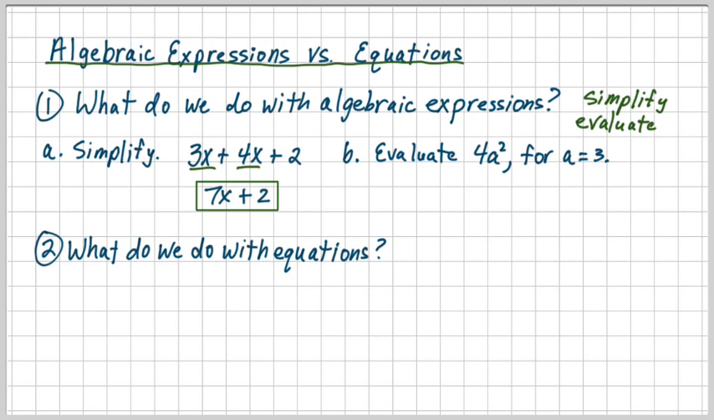So the expression here is 4a squared, and if you tell me what a is, I should be able to tell you what this value is. So we're just going to plug in 3 for a, and we're going to use order of operations, so we'll square the 3 first. We're going to get 4 times 9, and of course that's 36.